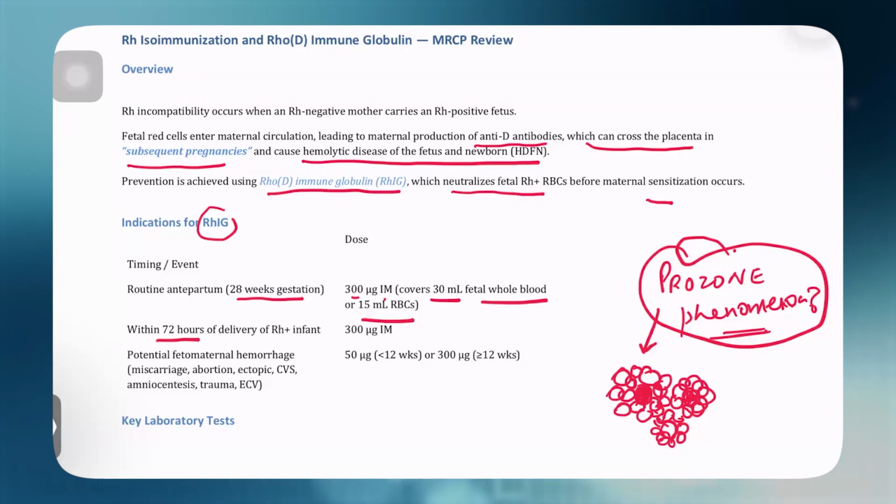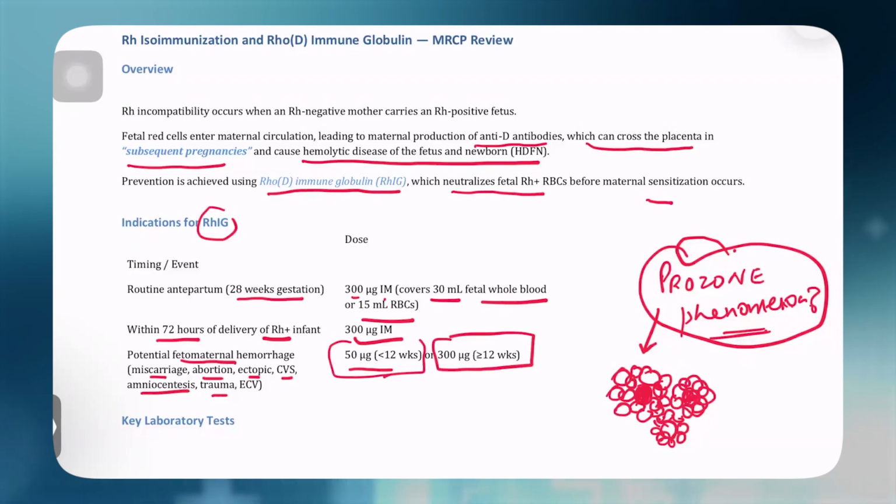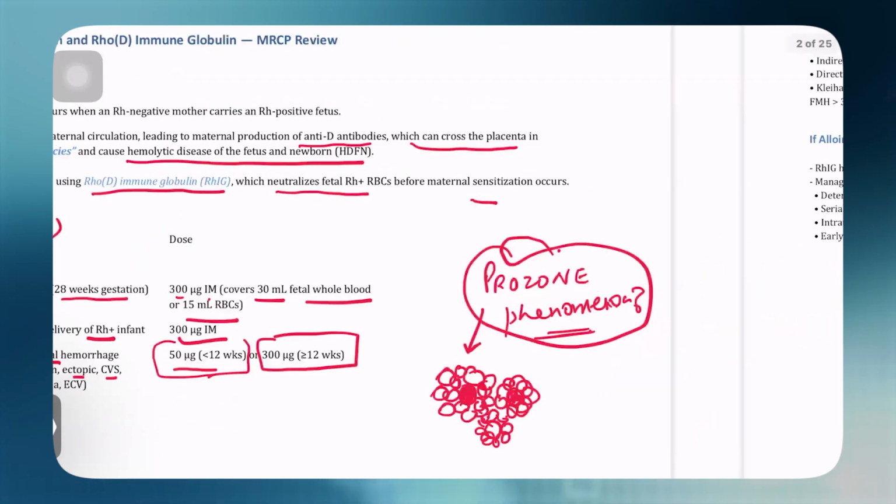Within 72 hours of delivery of an Rh positive infant, the mother gets another shot of 300 micrograms intramuscular. For potential feto-maternal hemorrhage, that is miscarriage, abortion, ectopic, amniocentesis, chorionic villus sampling, trauma, all these things require a 50 microgram dose if it is below 12 weeks, or again a 300 microgram dose. So roughly, you have to remember that the dose of the Rh immunoglobulin is 300 micrograms if it is anything after 12 weeks of pregnancy.